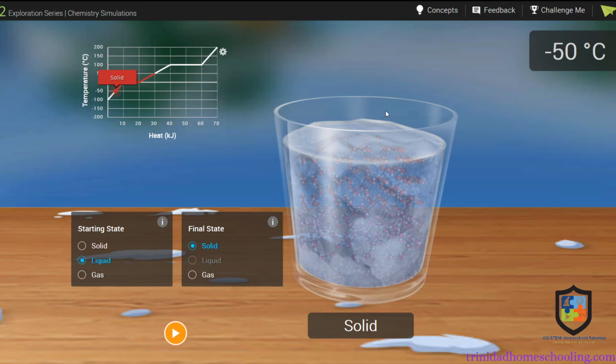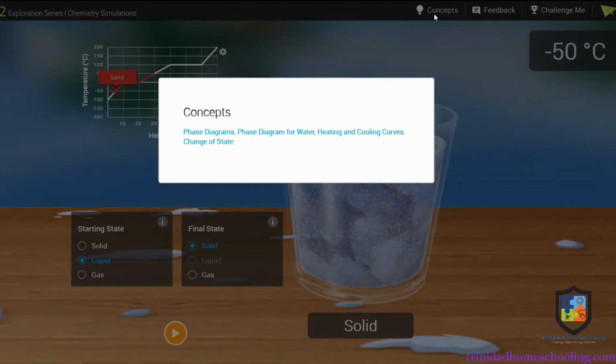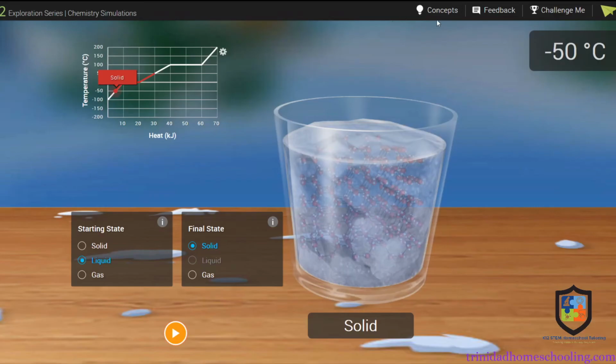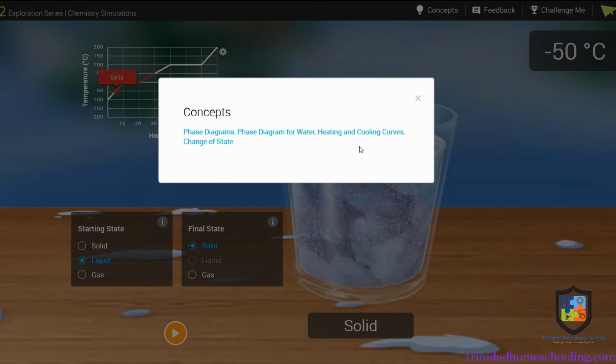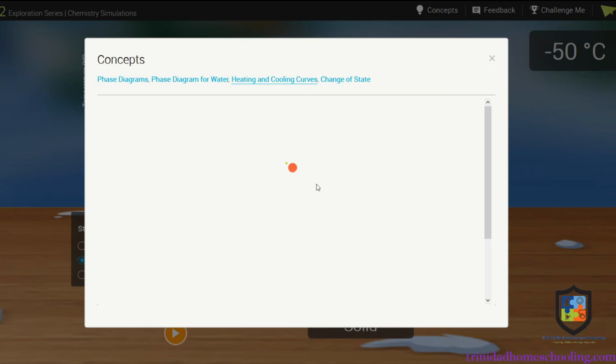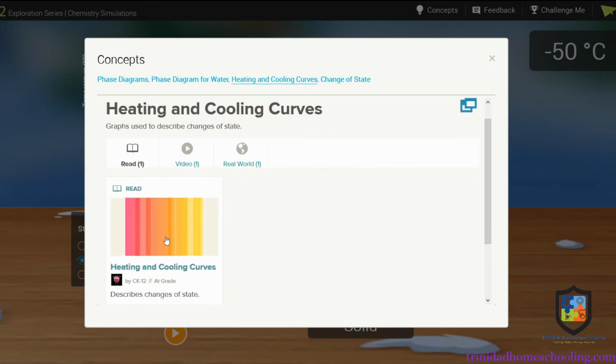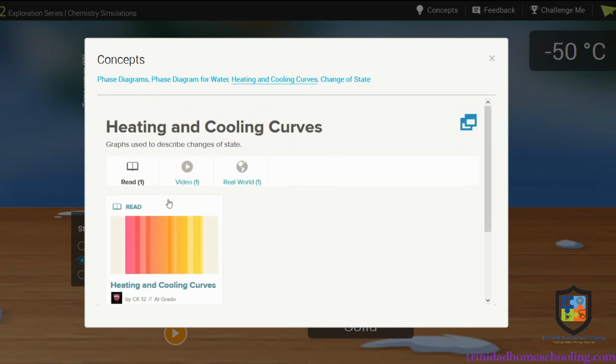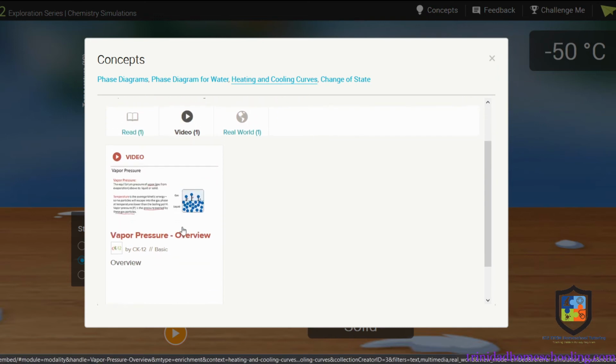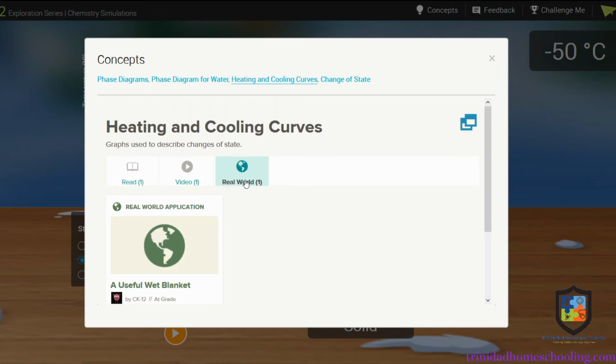Now again, this simulation is in the classroom. You could take it and practice, look at what is happening, play around with it. If you want to learn some more, click on concepts at the top of your screen. You click on any one of these and you will get notes. You read that, you have a video to look at, and a real world application.